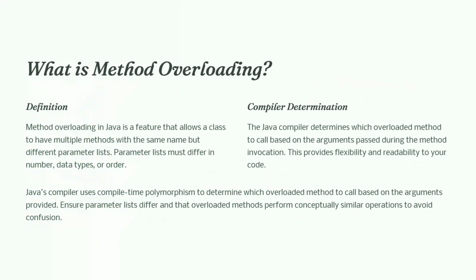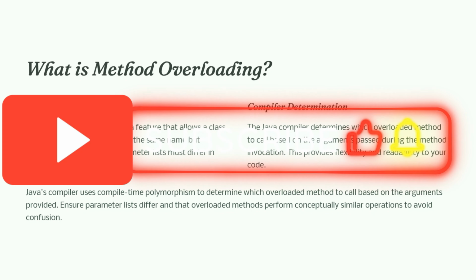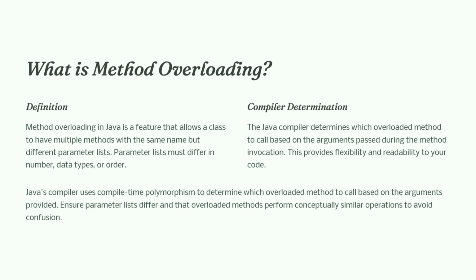So let's begin. Now, what is method overloading? By definition, it is part of the Java OOP concept, polymorphism. It is a feature that allows a class to have multiple methods with the same name, but they accept different sets of parameters. The parameters may differ in number, data types, or order. Okay. So there is compile-time detection.